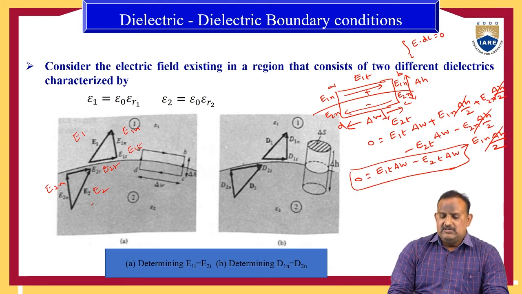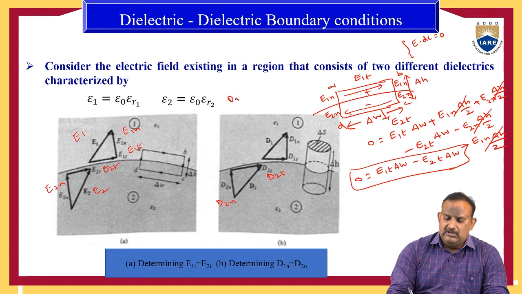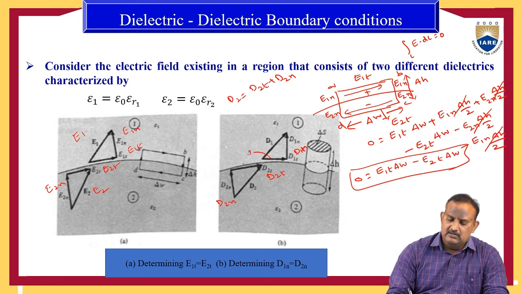Same as the previous one, here also for electric flux density, it is D2t, the tangential component, and D2n. The resultant will give D2. Therefore, D2 is equal to D2t plus D2n. Similarly, in media 1, it is D1t and D1n. The resultant of these two will give D1.